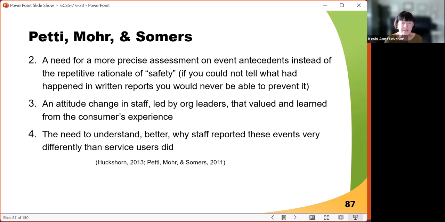They also found a need for an attitude change in staff that would have to be led by leaders that valued and learned from the consumer's experience, meaning you have the dialogue with the patients to find out what they liked and what they didn't like about that environment. And they also found the need to understand why staff reported these events very differently than the patients did.